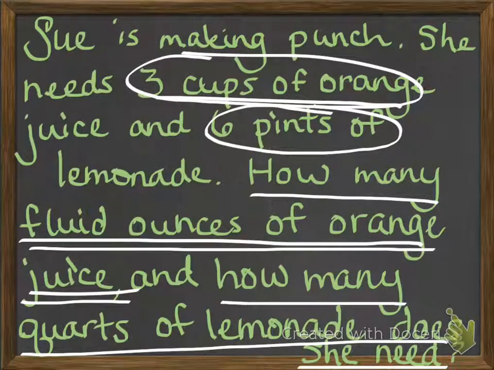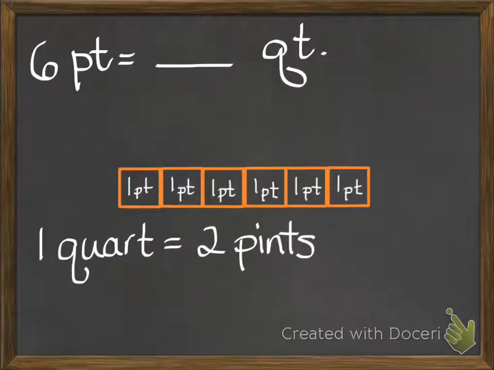The second question was, how many quarts of lemonade does she need? She has 6 pints of lemonade. How many quarts is that? Remember, pints is smaller than quarts, so we're going from a smaller unit to a larger unit, so we're going to be dividing. When you go from a smaller unit to a larger unit, you have to divide.